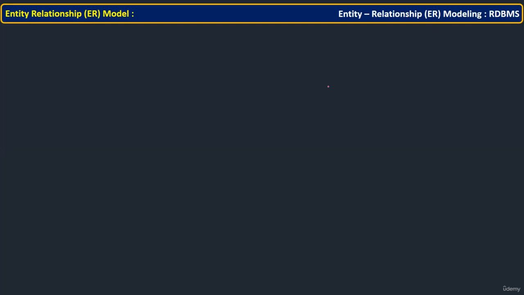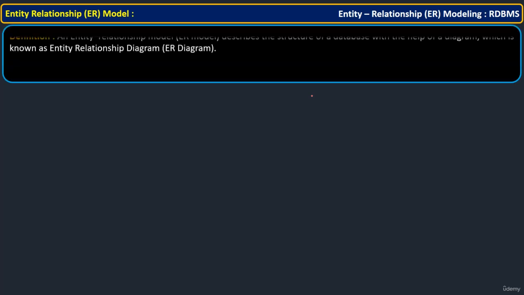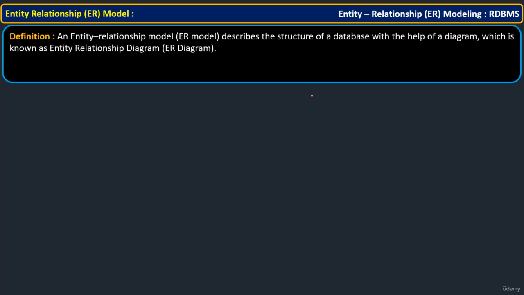So first of all, what is the entity relationship model actually? Entity is one word, relationship is another word. Both of them are different. Those two together we are going to understand in this chapter. If you see the definition of the ER model, it describes the structure of a database with the help of diagrams, which is known as an entity relationship diagram.